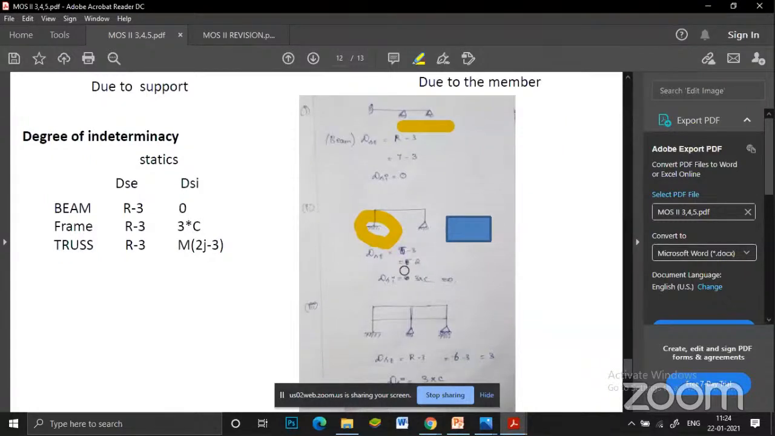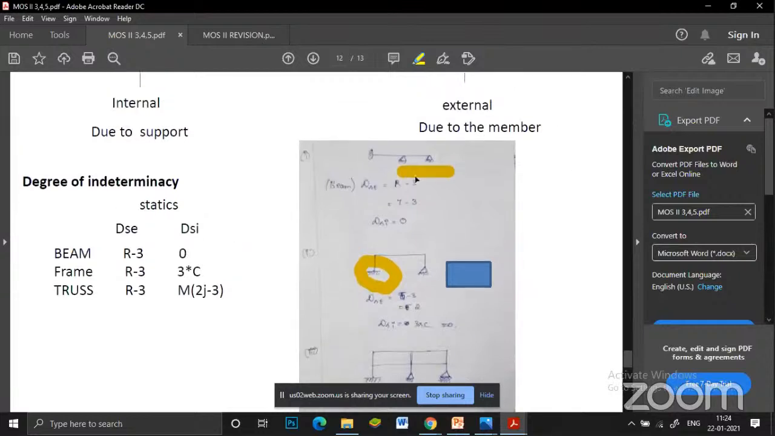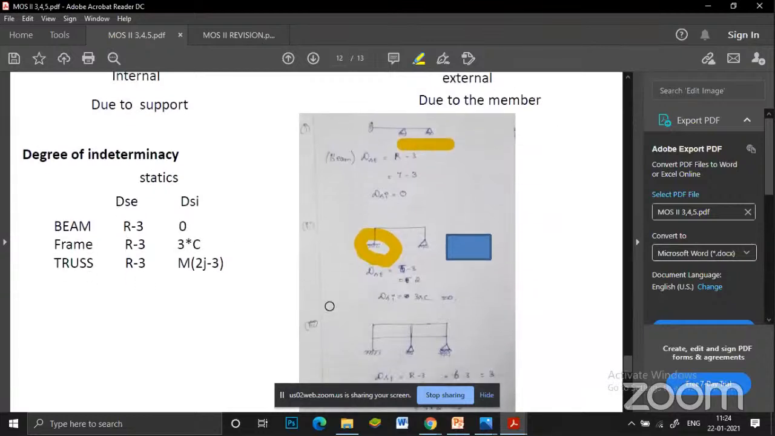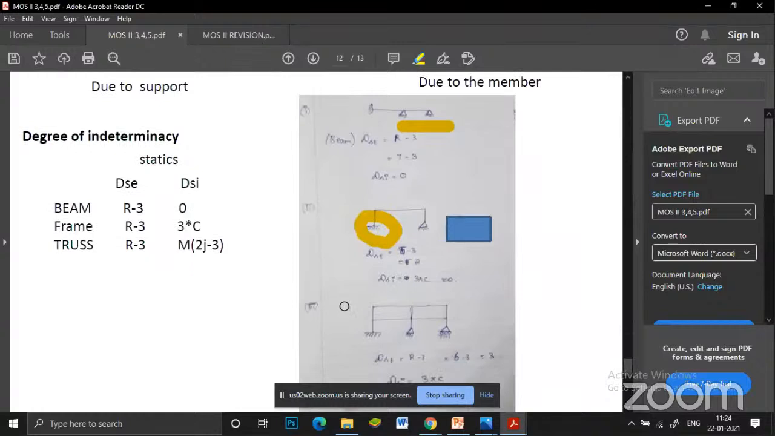Here also internal is 0, since it is a beam and there is no internal support. Here there is only an external member. So we have to use this formula and find it. Okay, next, the frame. How will you identify a frame?